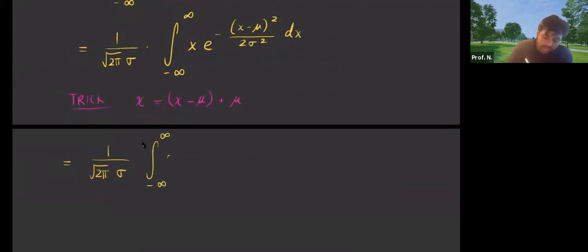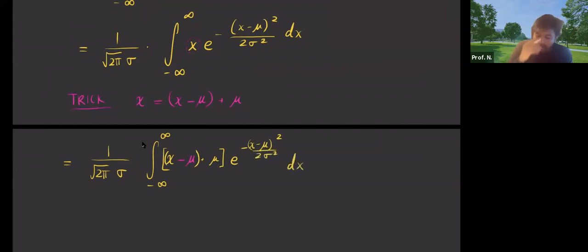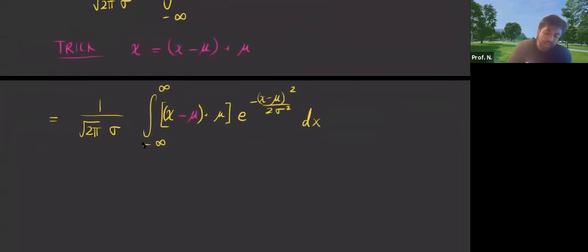So I'm going to write this as x, and then minus mu, and then plus mu. But I'm going to treat this together as one little thing. And this entire thing is being multiplied by e to the negative x minus mu squared over 2 sigma squared dx, right? So everybody with me so far? All I've done is this little addition and subtraction of mu. That's all I've done.